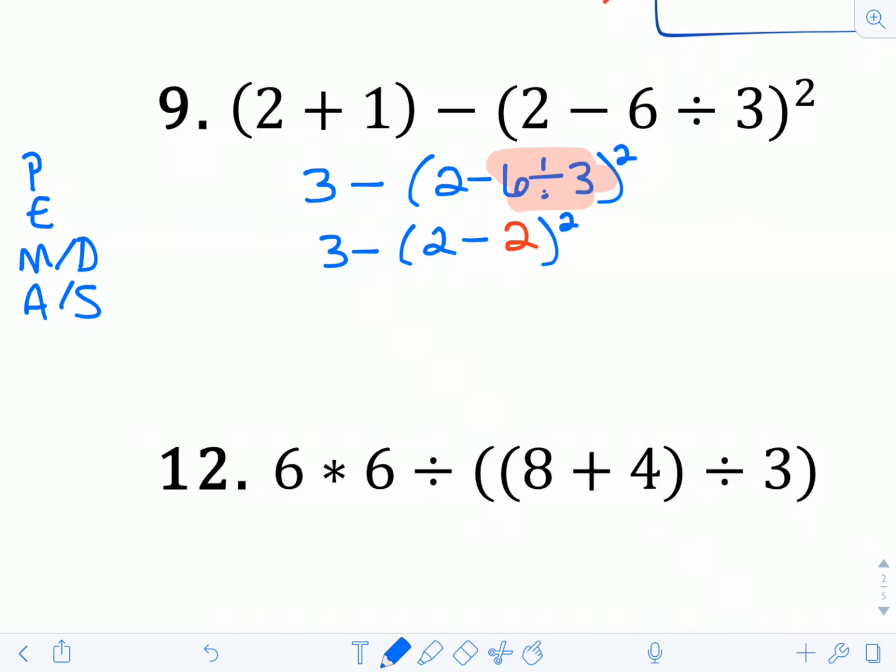And that's squared. Okay. Now we're going to subtract 2 minus 2. Well, 2 minus 2 is just 0. And then we do our exponents. Well, 0 squared is just 0, so I have 3 minus 0, and that will give us just 3.